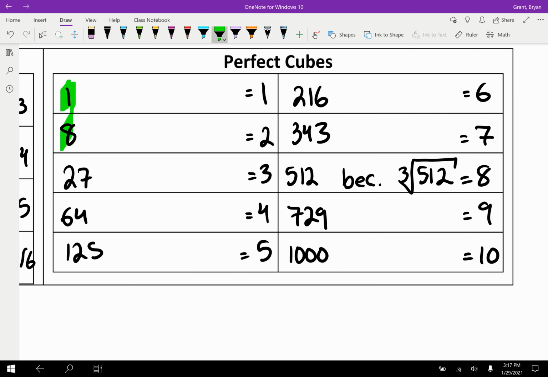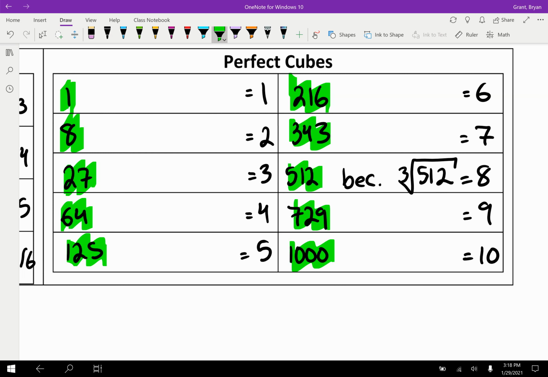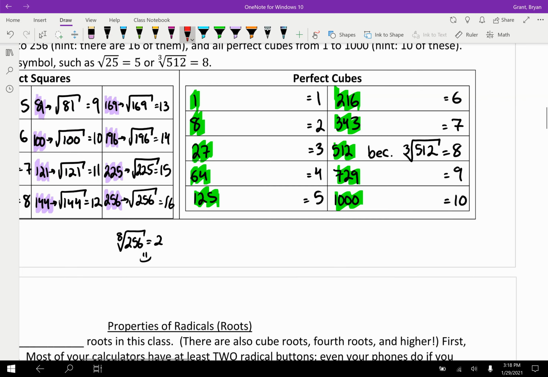So these guys are all the perfect cubes. If you do a cube root of any of them, they come out to be beautiful numbers, which is actually pretty crazy, because what this also tells you is if you do the cube root of any number that's not these 10, it comes out to be a gross decimal. There's only 10 perfect cubes from 1 to 1,000. All right, next page, finally.